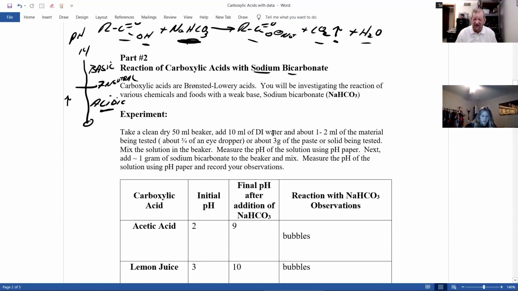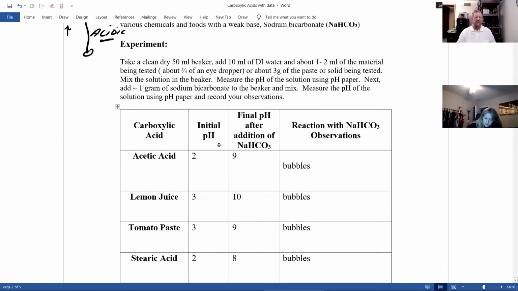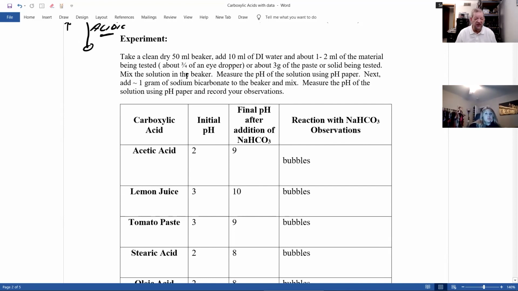add about 10 milliliters of DI water, DI means deionized, add about 1 to 2 milliliters, about 2/3 of an eyedropper, or paste or salad, 3 grams, or just a dab or dollop of it, as it sounds scientific. And then you'll mix it and measure the pH using pH paper. Before you do that, mix the water with whatever you're going to test, measure the pH, add a good amount of sodium bicarbonate, mix it and measure the pH and also observe what you see.